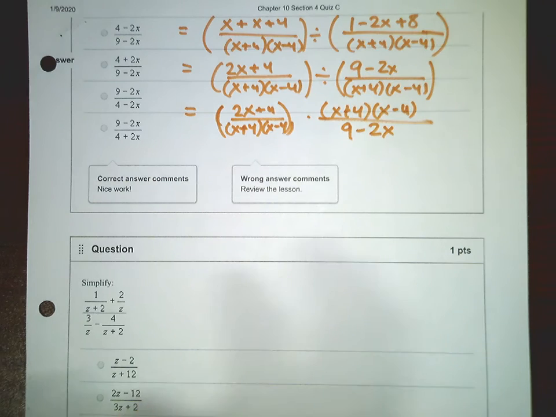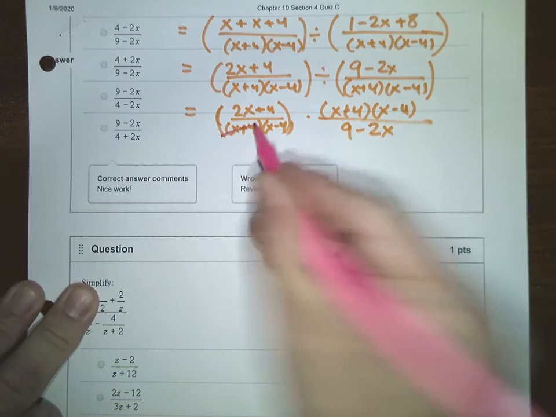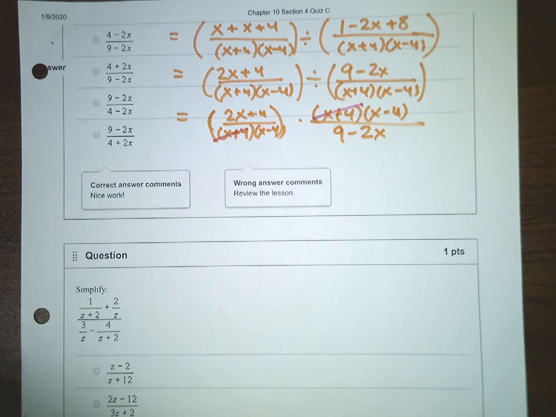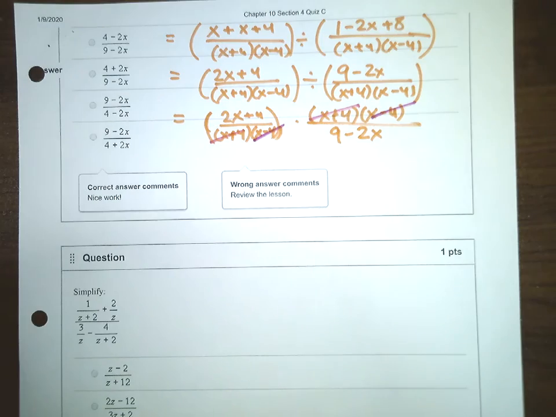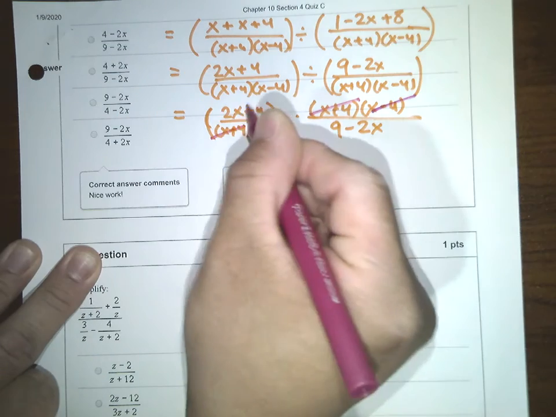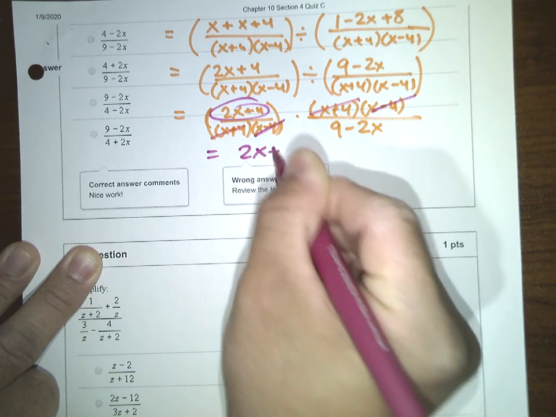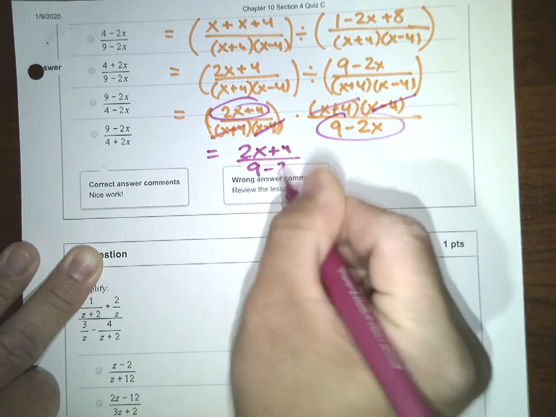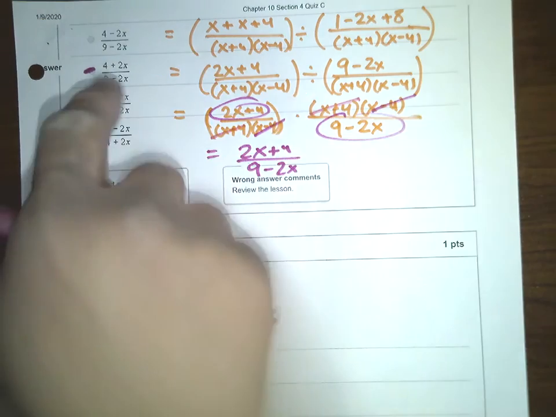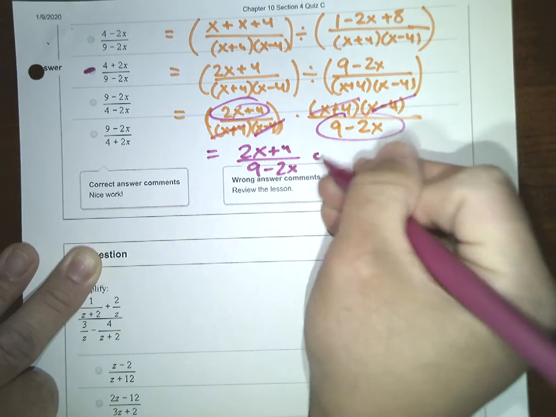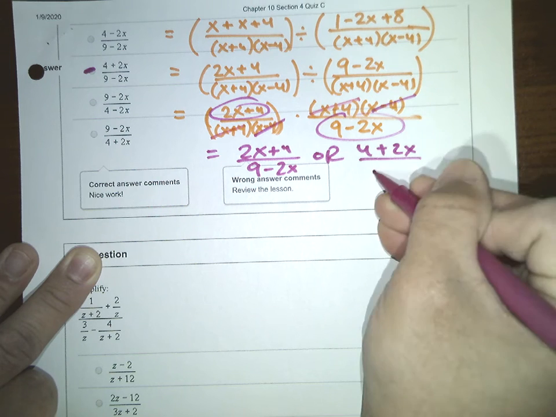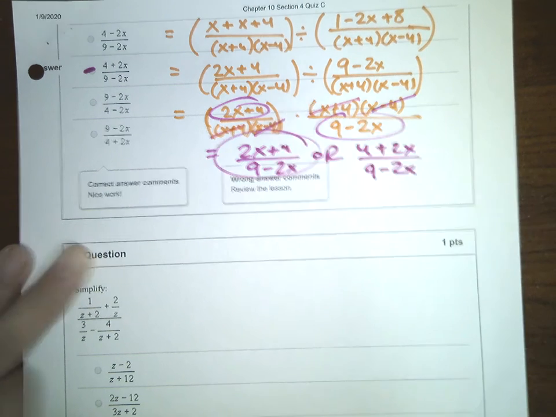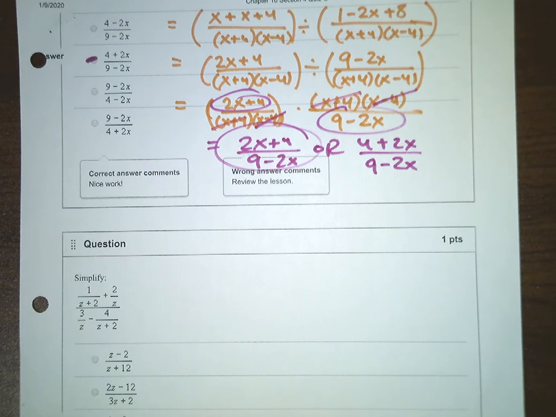So go ahead and try to simplify that if you dare, all right, because it's not too difficult. Hopefully you can see you can divide out a common factor here of x plus 4, and you can divide out a common factor here of x minus 4. And what are you left with? Well, you're left with 2x plus 4 over 9 minus 2x. Or you could write it as in the choice here, instead of 2x plus 4, it could be 4 plus 2x, and then still over 9 minus 2x. So there you go. That is the answer to this one.